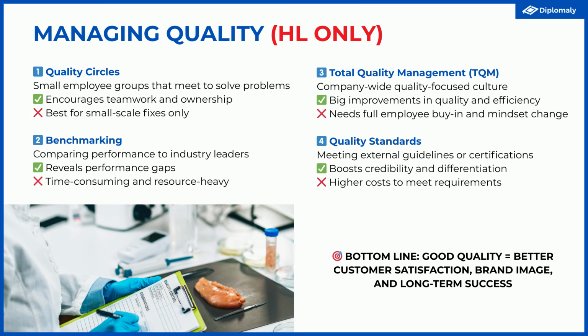Third is total quality management, or TQM, which is about developing a culture of quality in the organization, aiming to shift the way employees view dealing with quality. If successful, this can significantly improve quality and efficiency, but requires a culture shift and buy-in from all employees to be successful. Finally, quality standards help ensure that products and/or processes meet recognized standards and guidelines. This can be a source of differentiation for companies, but generally results in increased operational costs to comply with the standards.